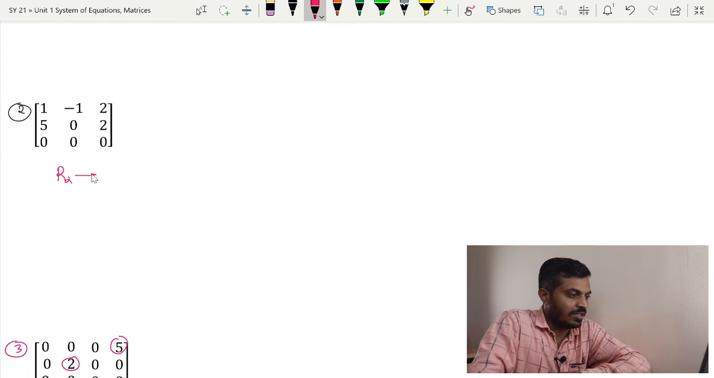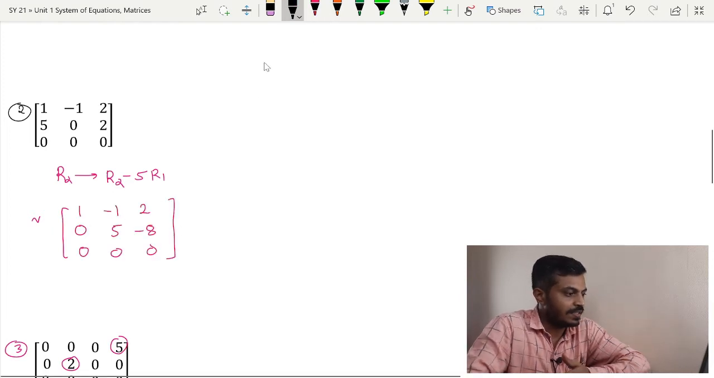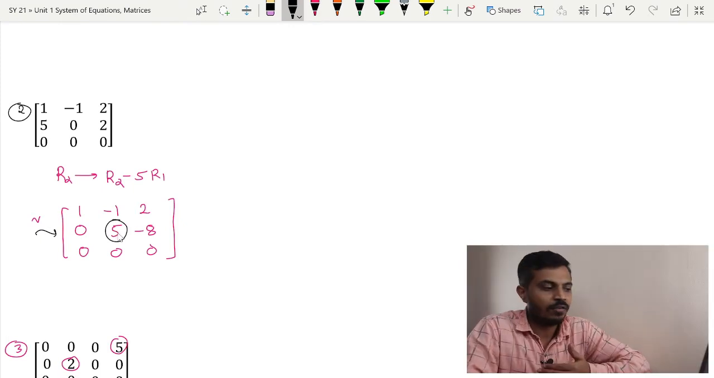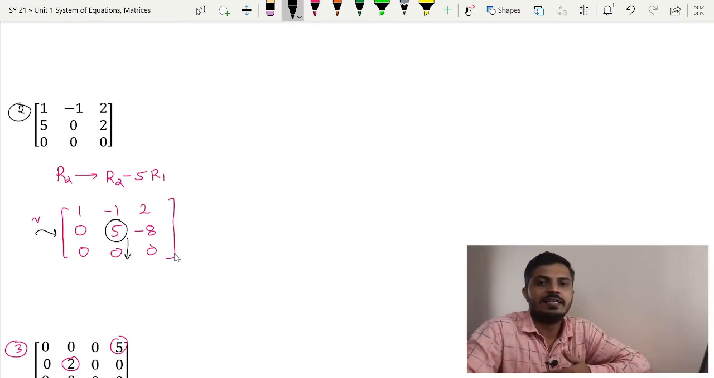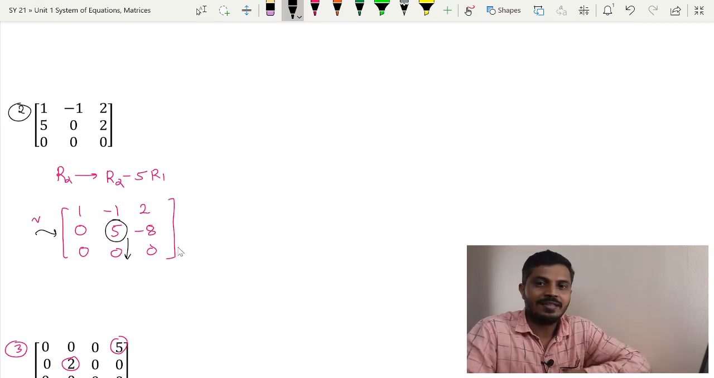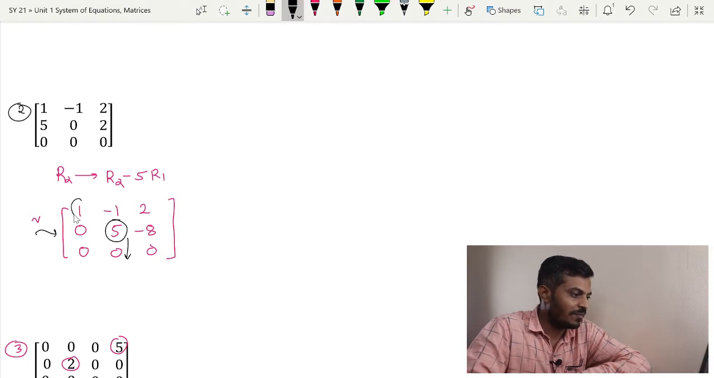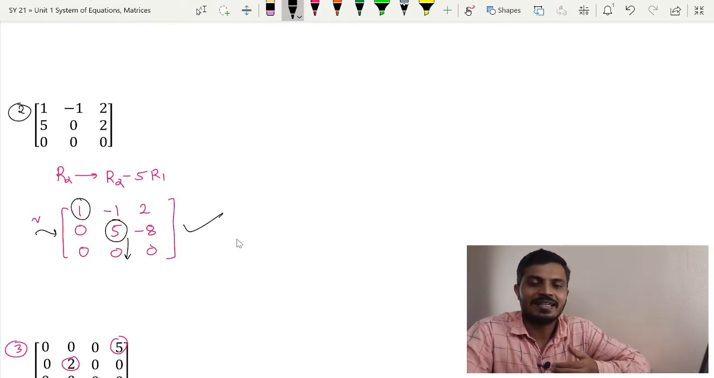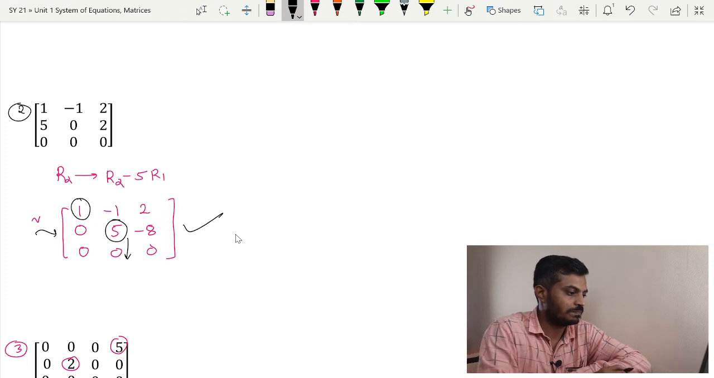operation on R2. Can you guess it? I have to make this 5 as 0. So I will perform R2 minus 5 times R1, and this will be equivalent to 1 minus again. Now again see the second row, identify the leading coefficient. In this case it is 5, and try to make all the entries below it to be 0. But that entry is already 0, and if you observe carefully, this matrix is already in echelon form.